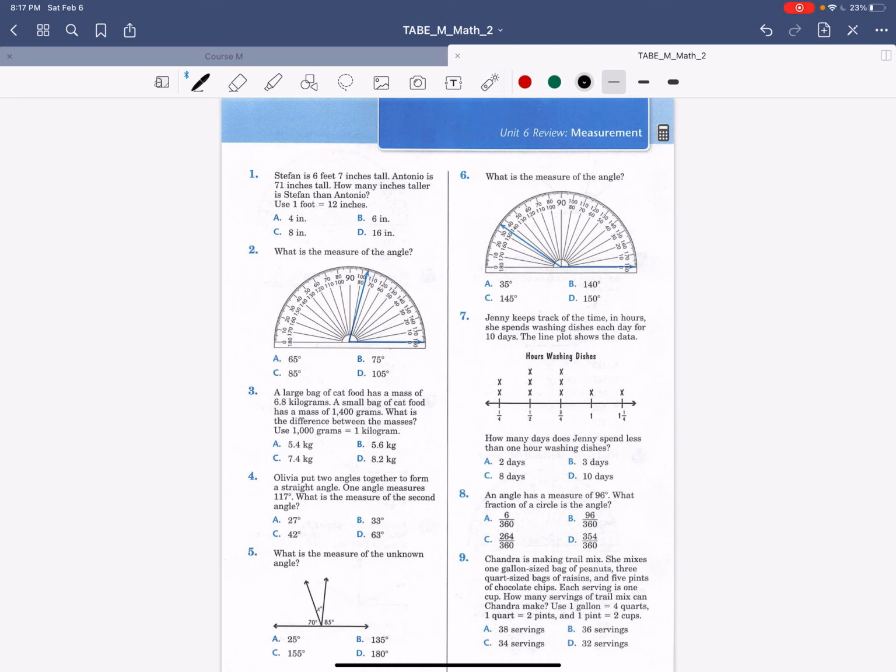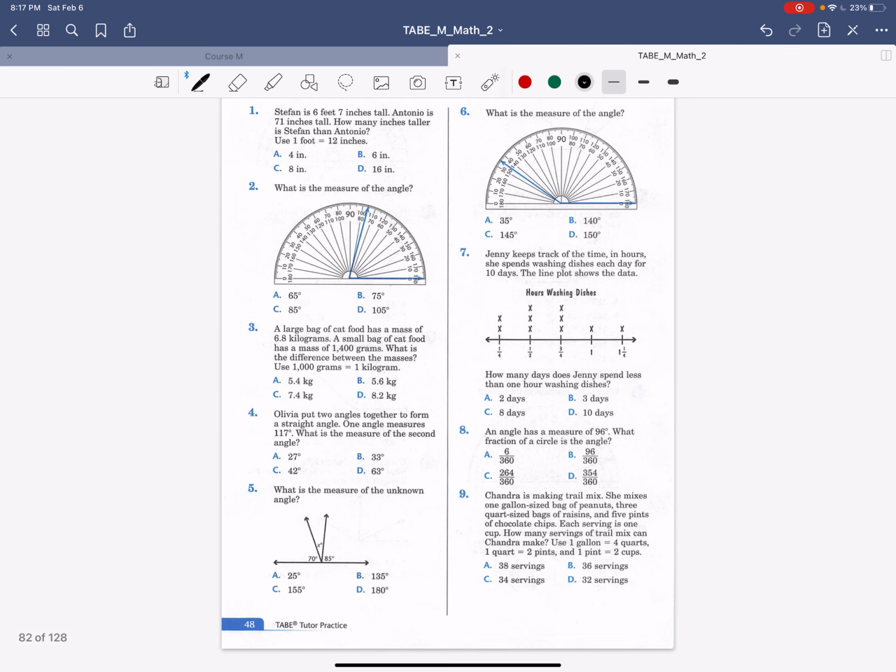Welcome back. In this video, we are going to wrap up Unit 6. This is the Unit 6 review on measurement. This is page 48 in your workbook.